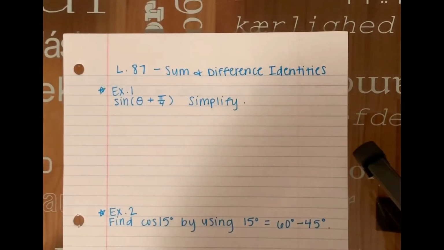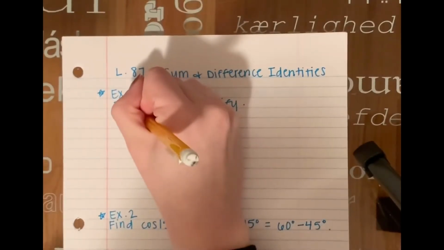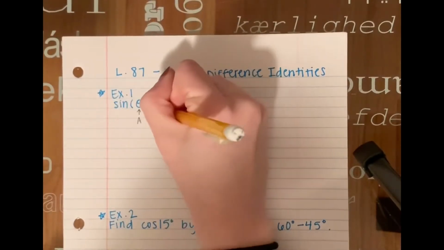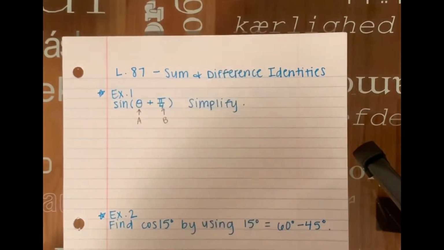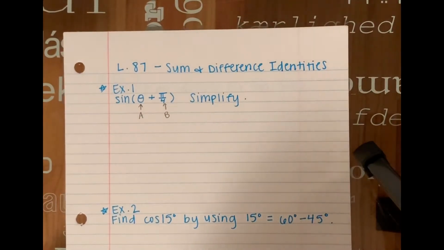All right, we're going to do some examples using these new sum and difference identities. Keep your reference sheet handy so that you can refer to it, and we are just going to jump right in. So example 1 says sine of theta plus pi over 4, and it wants you to simplify. So go ahead and look at your reference sheet. Look at the sine of a plus b. In this case, theta is going to be a, and pi over 4 is going to be b. And we are just going to plug in using that identity.